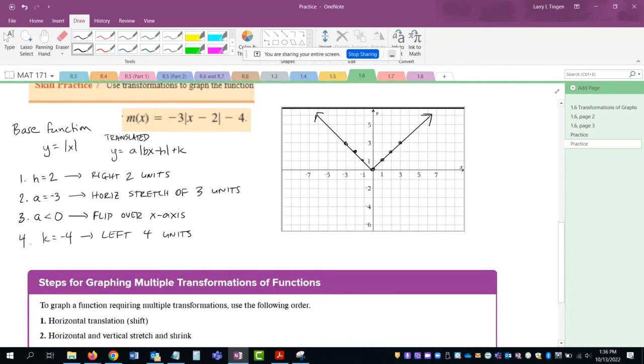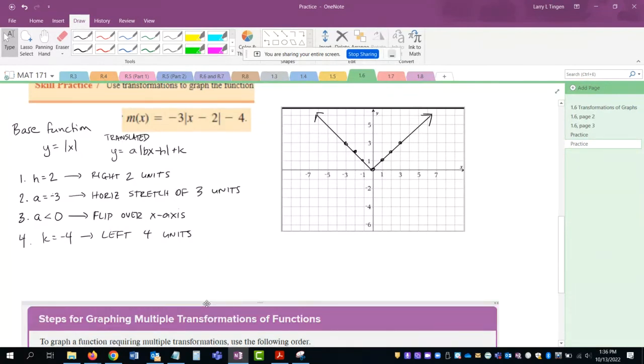So instead of trying to do this all on the graph, I'm going to take advantage of the fact that I can do all of these steps to the points. Right? So if I start out with the origin, which makes sense, right? If I start out with 0, 0, step 1 says h is 2. H is 2 means I go right 2 units. So that means 0, 0 becomes 0, 2.